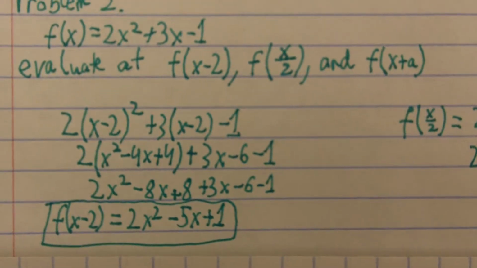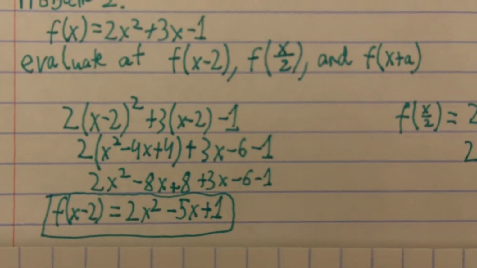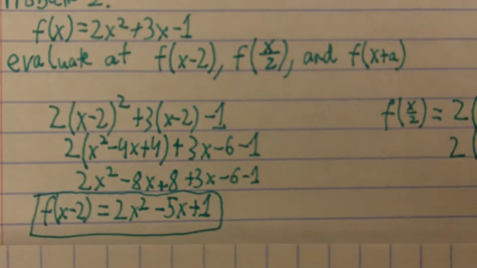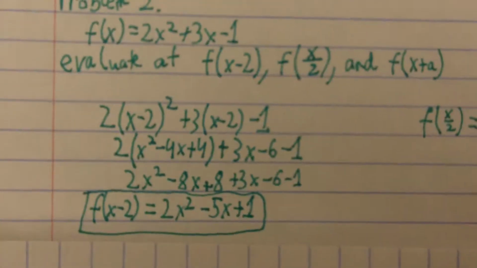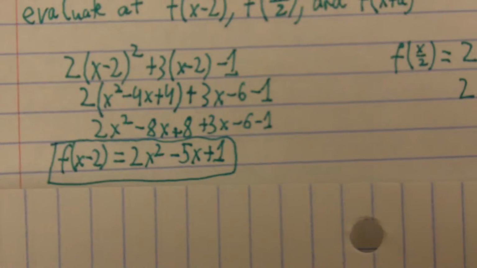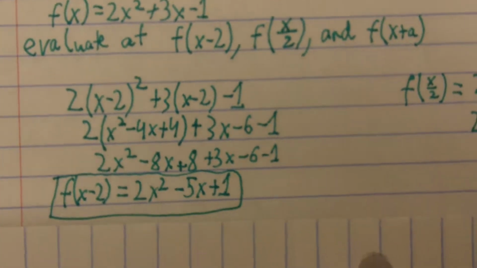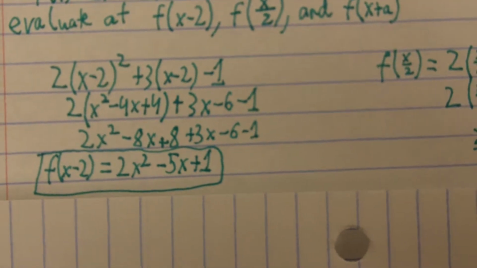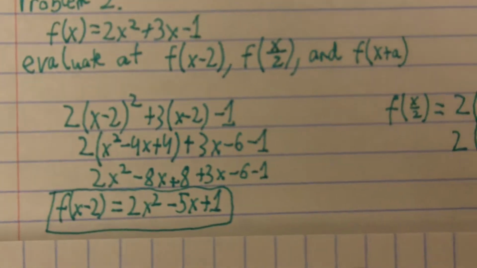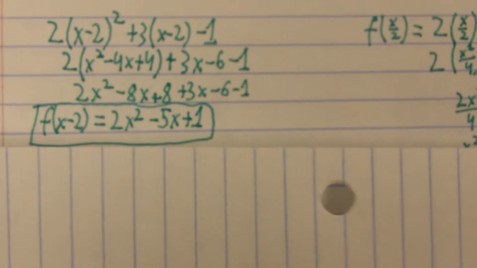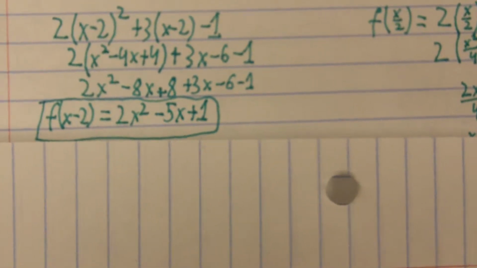So, first we need to evaluate f of x minus 2. We are just going to plug x minus 2 everywhere that we see x. So 2x squared will become 2 times x minus 2 squared. 3x will become 3 times x minus 2. And minus 1 doesn't have an x, so there's nowhere to put x minus 2 there, so we won't do anything. And now we just need to FOIL.